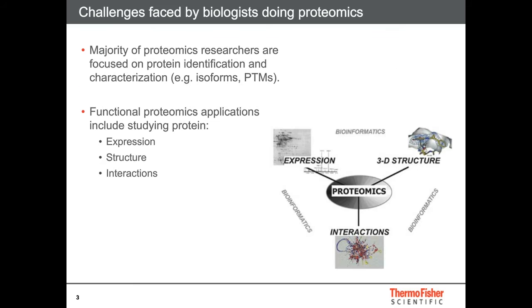One of the major challenges faced by biologists doing mass spectrometry-based proteomics is that a majority of the proteomics researchers are focused on protein identification and characterization. As such, the instruments and methods available for proteomic analyses using mass spectrometry can most readily provide information about a protein sequence and its various isoforms, including a wide variety of post-translational modifications.